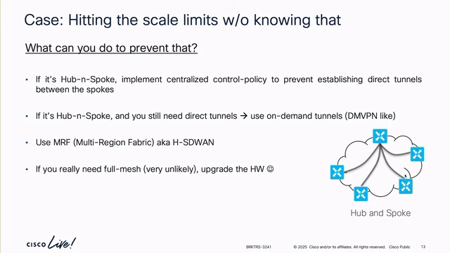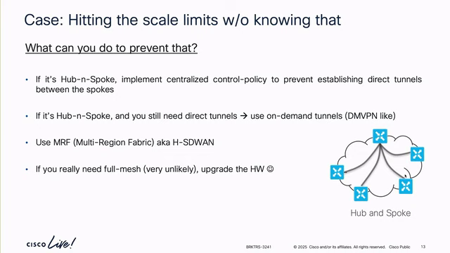The second option is to enable not just hub and spoke topology, but also so-called on-demand tunnels. This is an alternative to DMVPN, where if you need a direct tunnel between the spokes, you can create and establish it on demand whenever there is traffic between those spokes. This is also supported by SD-WAN, I guess you know that. And there are a few other more sophisticated options for dealing with that.